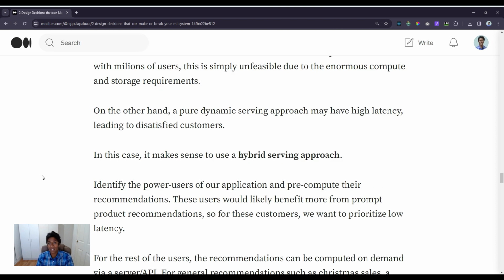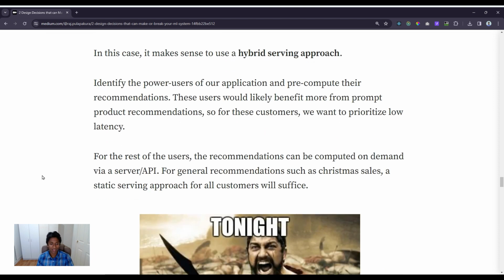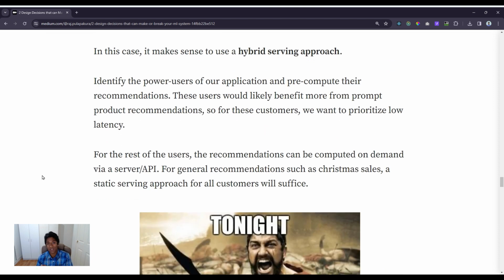In this case, it makes sense to use a hybrid serving approach. The first step would be to identify the power users of our application and pre-compute their recommendations. These users would likely benefit from more prompt product recommendations, as they are more frequently using our product. So for these customers, we want to prioritize low latency. For the rest of the users, the recommendations can be computed on demand via a server, API, or microservice. For general recommendations, such as Christmas sales, a static serving approach for all customers will probably make sense as well.